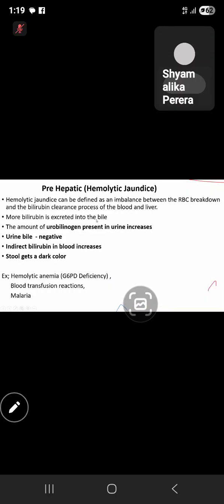The first thing, pre-hepatic jaundice. Hemolytic jaundice can be defined as an imbalance between red cell breakdown and bilirubin clearance. Normally, if you break down 100 red cells daily, and you have a hemolytic condition or any other reason, and you start to break down 1000 red cells per day, that means you are increasing the red cell breakdown. If your liver can manage the increase, it won't be visible.